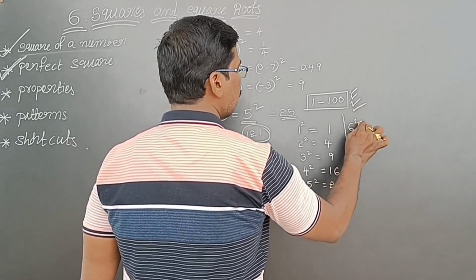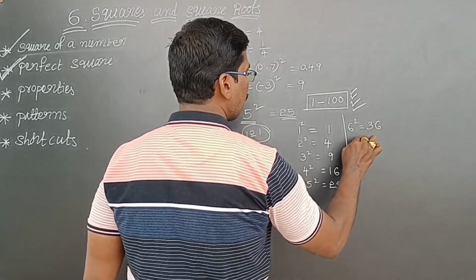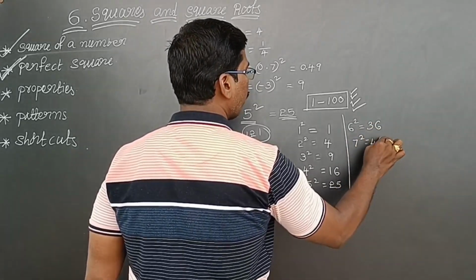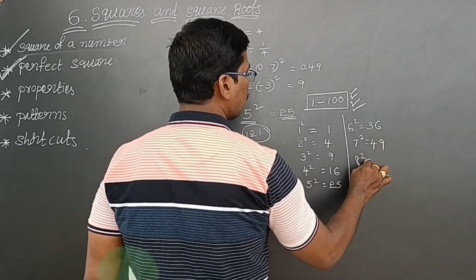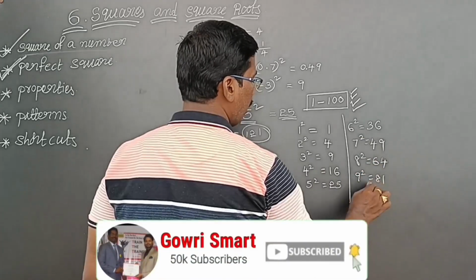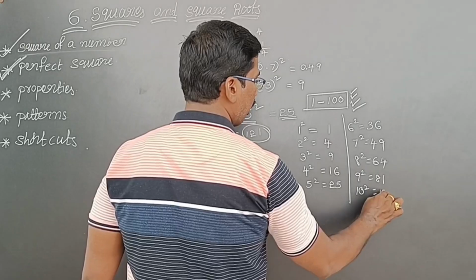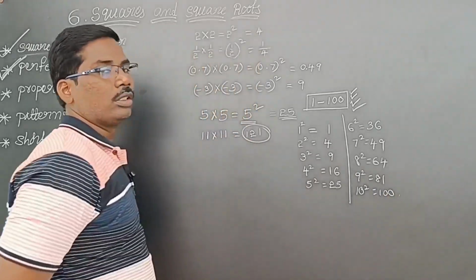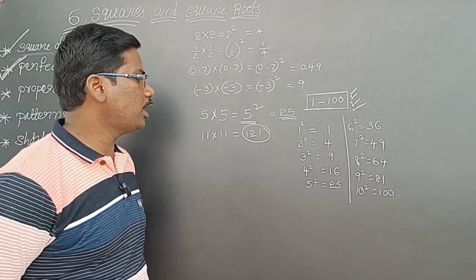6 square if I do means 36 will be there. 7 square means 49 will be there. 8 square means 64 will be there. 9 square means 81 will be there. 10 square means 100 will be there. See, these are the things I am getting.